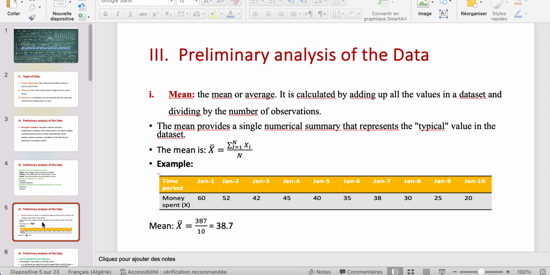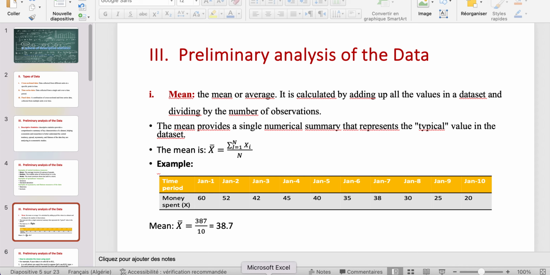So let's start with the mean. The mean, or the average, is calculated by adding up all the values in a data set and dividing by the number of observations. The mean provides a single numerical summary that represents the typical value in the data set. The mean x bar equals the sum of xi, i from 1 to n, divided by n, the number of observations. Here we have an example.